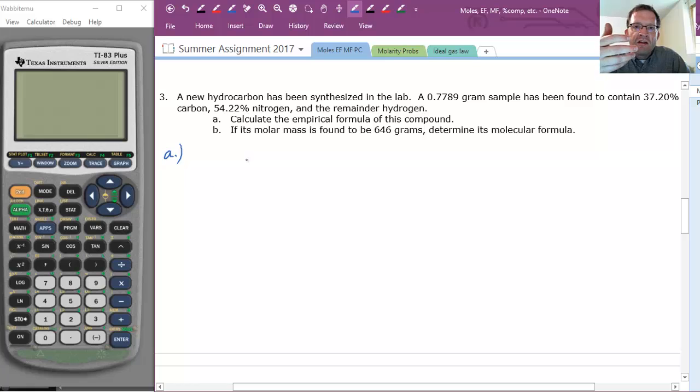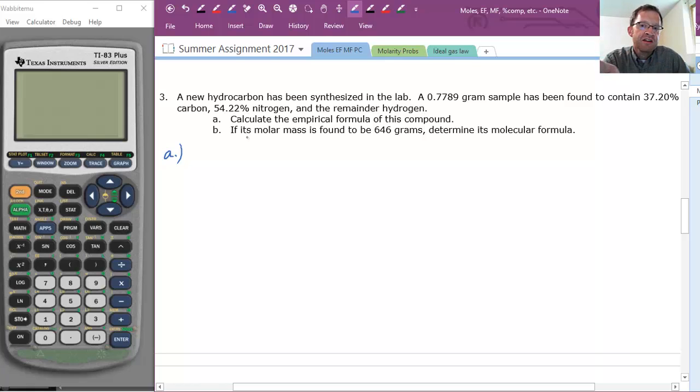And there's a little bit of a trick to that. You want to keep in mind what the word percent means. Percent literally means out of 100. In other words, if I had a 100 gram sample of this new hydrocarbon, as we're calling it here, then 37.20 grams out of 100 would have been carbon, 54.22 grams out of 100 would have been nitrogen, and the rest would have been hydrogen.